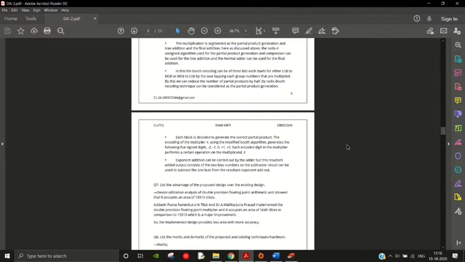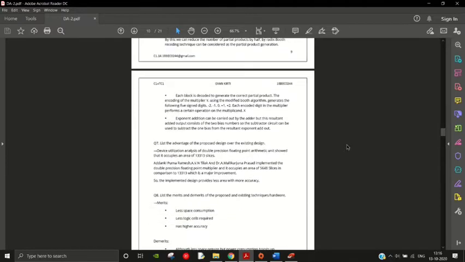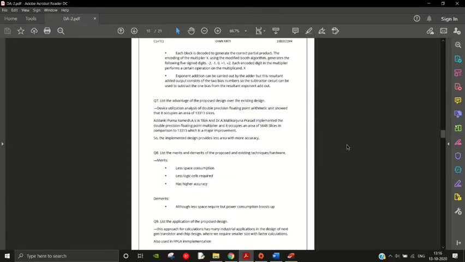Exponent addition can also be carried out by the adder, but this resultant added output consists of 2 bias numbers, so the subtractor circuit can be used to subtract one bias from the resultant exponent add output. So moving on to the next question.